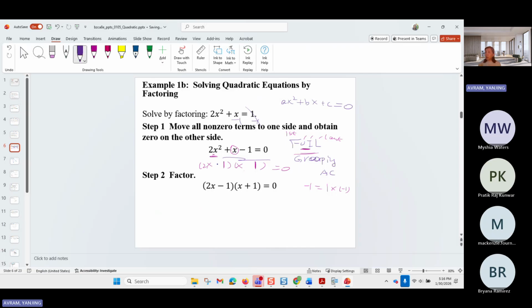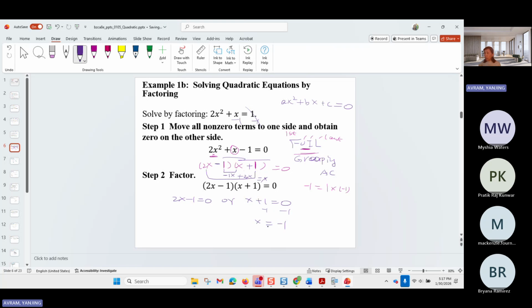Okay. So if I look at this one, my inner multiply will be 1x, my outer multiply will be 2x. So 1x plus 2x, I will need to have a positive x. So that means one of these must be negative. Negative 1x plus 2x, I will get a positive 1x. So this will be negative, this should be positive. Now we have negative 1x, and then outer multiply is positive 2x. So these two add up together equal to x. Okay, so that's the factoring method, called FOIL. And then we have 2x minus 1 equal to 0, or x plus 1 equal to 0, right? And then we solve for each one.